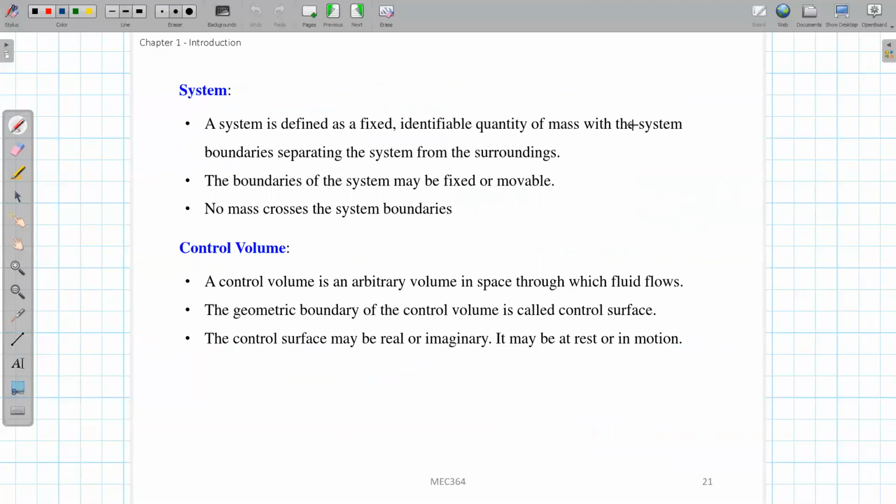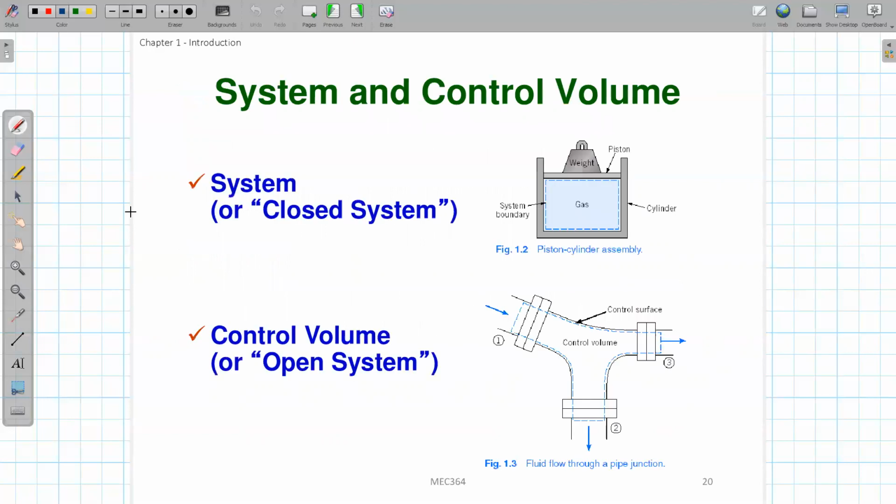But this system can move. It's not necessary that this system has to be stationary. Let's go back to the example of this piston cylinder configuration. As I told you, if you try to increase or decrease the weight of this piston here, the volume of this gas can be changed, right? Can be increased or decreased.